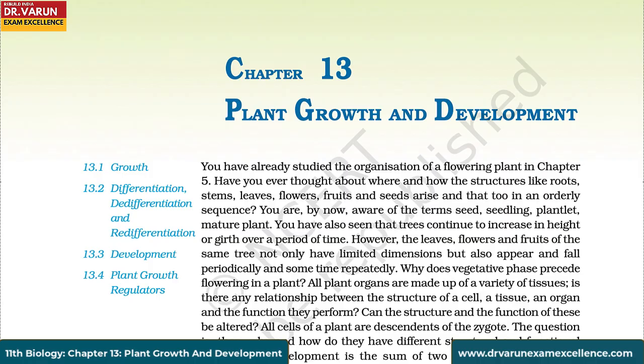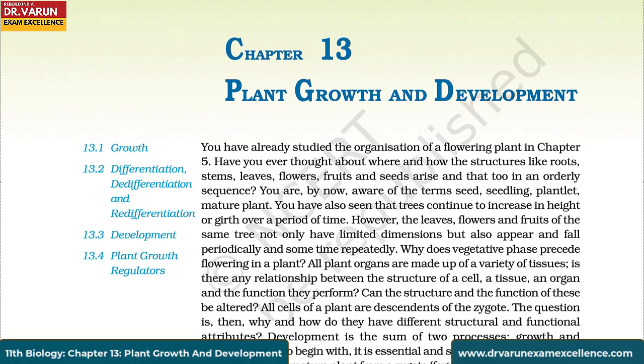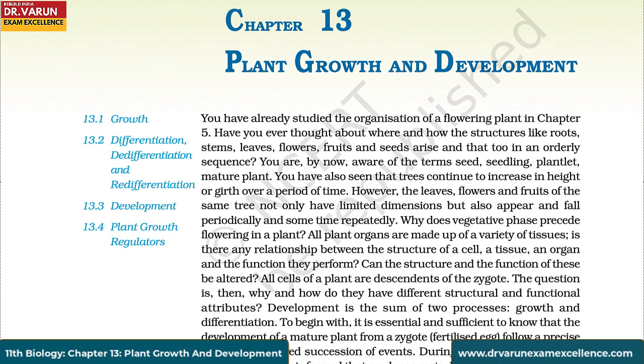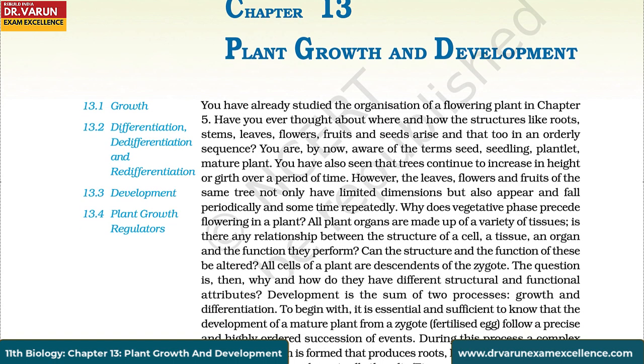Chapter 13: Plant Growth and Development. You have already studied the organization of a flowering plant in Chapter 5. Have you ever thought about where and how the structures like roots, stems, leaves, flowers, fruits, and seeds arise, and that too in an orderly sequence? You are by now aware of the terms seed, seedling, plantlet, mature plant.